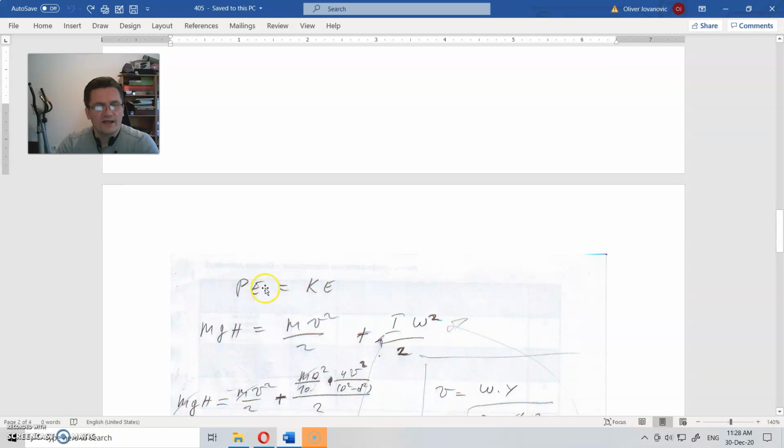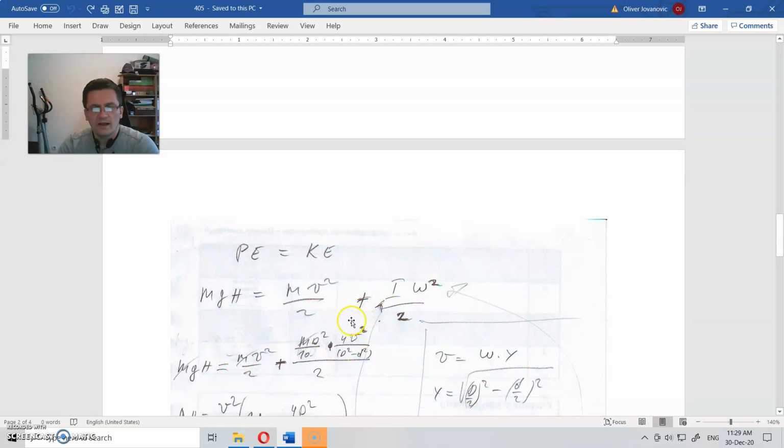The potential energy at the top of the ramp is equal to the kinetic energy at the bottom. At the top of the ramp that is mgh, and at the bottom of the ramp that is mv^2/2 plus Iω^2/2. This I is the moment of inertia, this ω is the angular speed. This is the kinetic energy of rotation, and this is the kinetic energy of the straight motion.